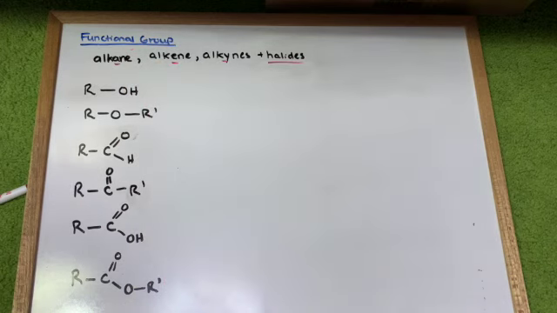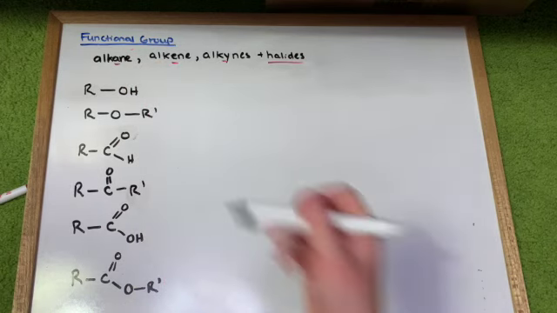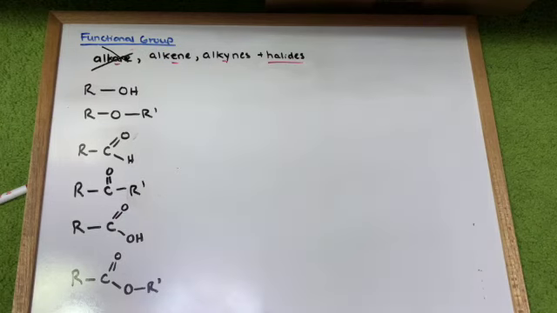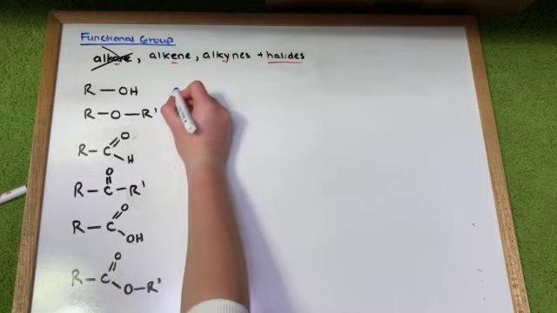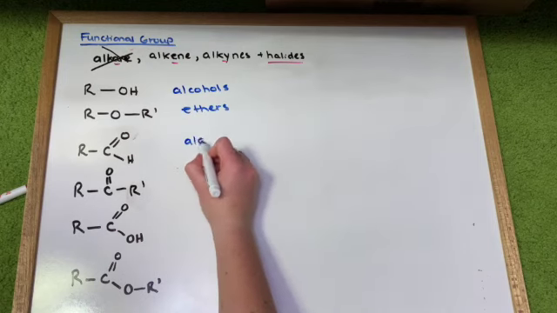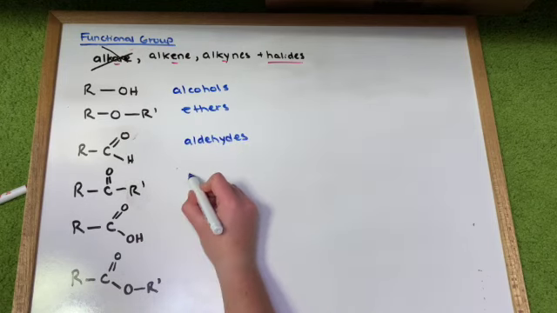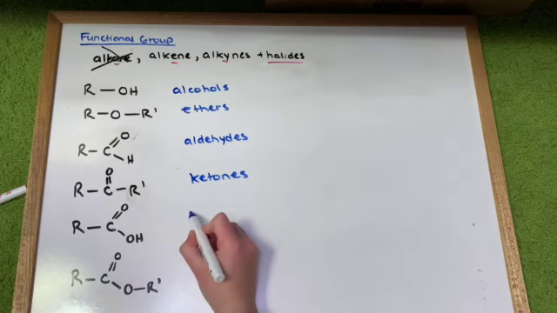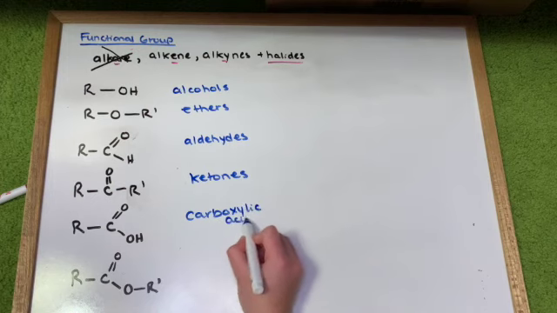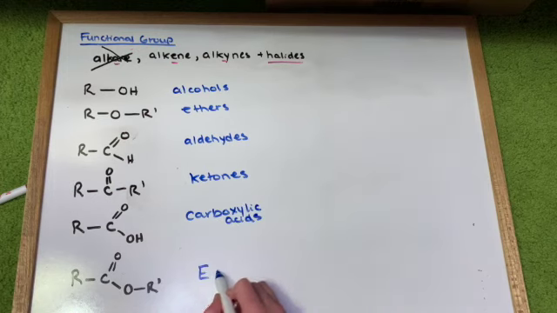Okay, so we have alkanes, which only contain single bonds, alkenes, which have one or more double bonds, alkynes with one or more triple bonds, and halides. Alkanes are not actually a functional group, they lack a functional group, but they're important for organic chemistry. So we have alcohols, ethers, aldehydes, and ketones here. I put this structure on the side so you could see. Aldehydes and ketones are different because aldehydes are always on the end and ketones are always in the middle of the chain. We have carboxylic acids and we have esters.